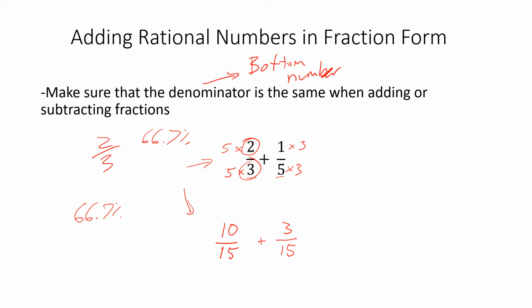Anyways, now moving on, we've made the denominators the same. We've made the bottom numbers the same. So now that we've made the bottom numbers the same, we can add the numerators. Now, what is the numerator? The numerator is the top number. So we're just going to add the numerators up. So 10 plus 3, that's 13. And the bottom number just remains the same. So our answer is going to be 13/15.